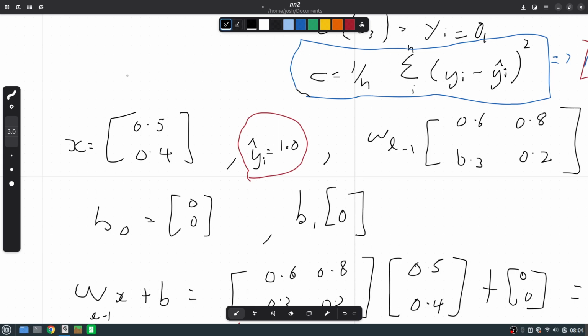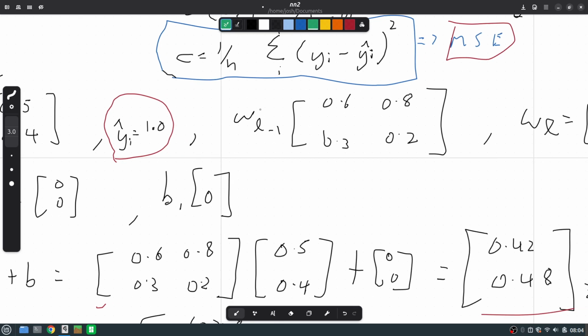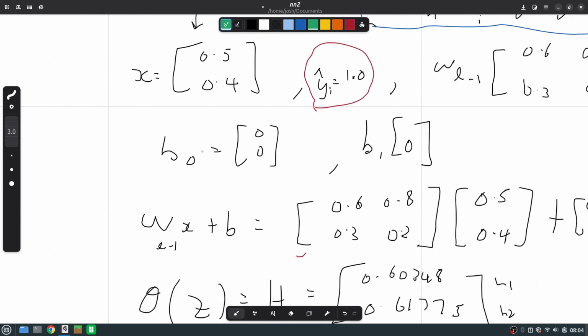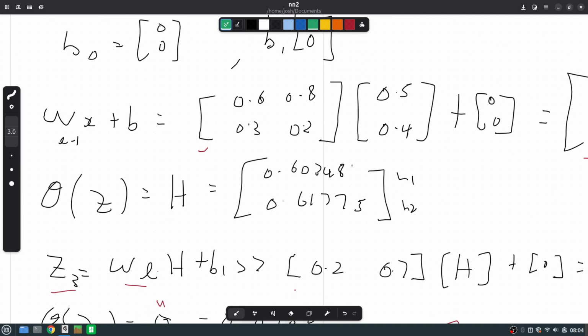So we'll say this is going to be the feature vector. This is going to be yi hat. You'll see what this is in a second. WL-1, WL, first bias, second bias. Great. Now let's compute the forward pass with some numbers, and I've already pre-computed these, so you can go ahead and double check or use your own values if you wanted to.